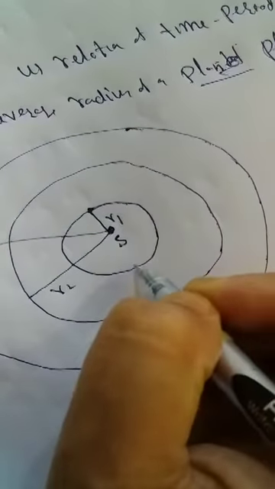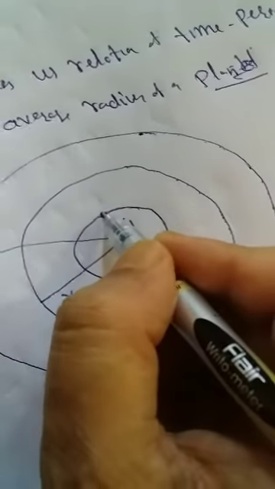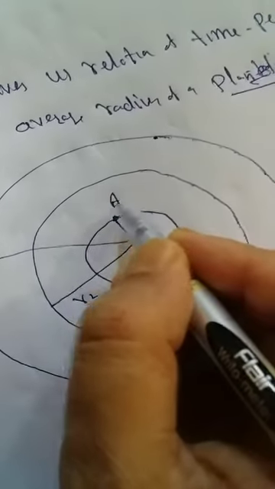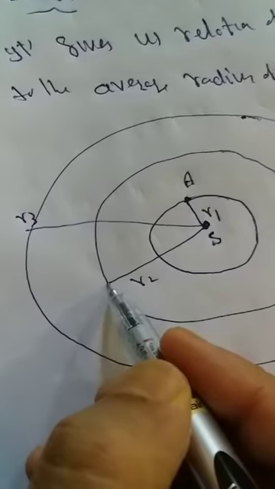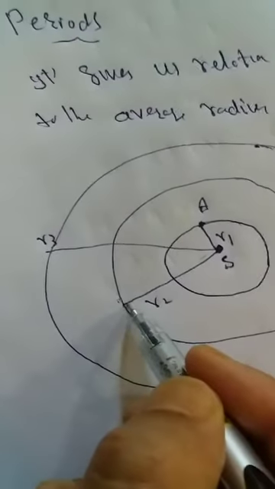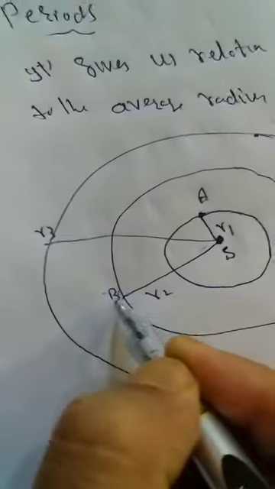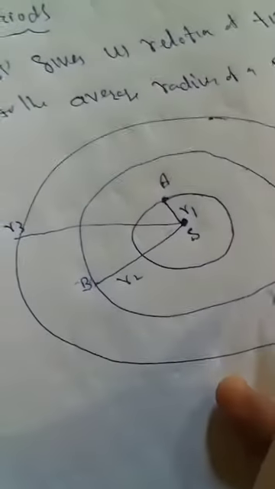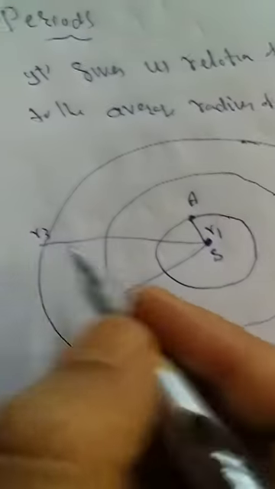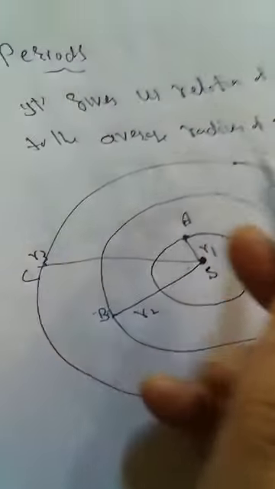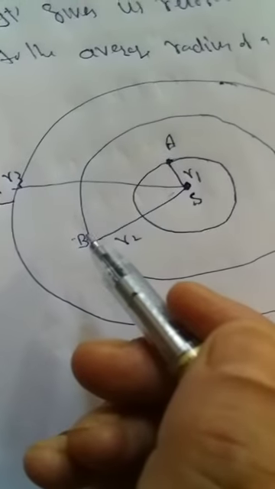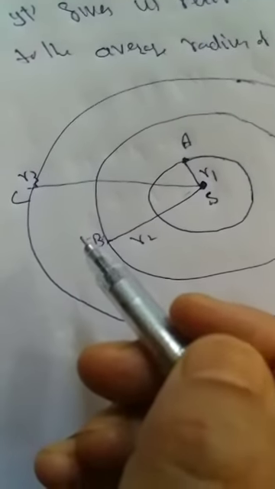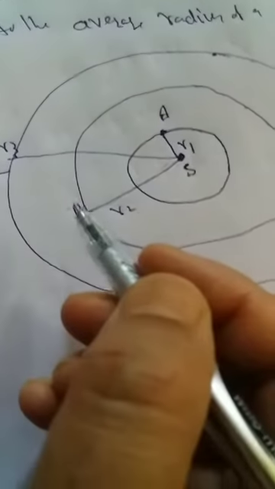The time taken to complete, suppose the planet starts its time here. One complete revolution means time period, when it reaches again at point A. It starts from point A, and when it again reaches that point, it is the time period. The time period depends upon its average radius. If it starts from point B and again reaches point B, that is its time period. Suppose it starts from point C and again reaches point C, that is its time period. The time to make one complete elliptical path is called its time period.